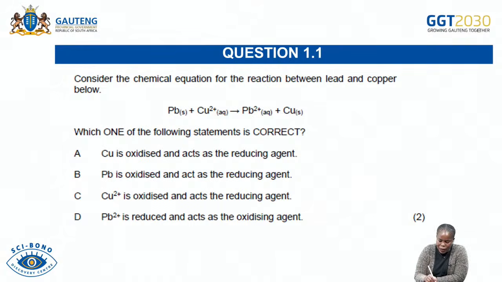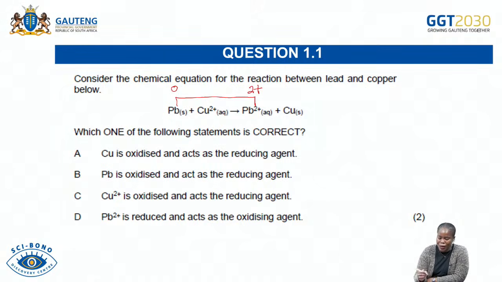Let's look at lead. Lead here has an oxidation number of 0. But when you look at lead now, it is an ion, a cation to be specific, so it has a 2+ oxidation number. What happened here? There's an increase in the oxidation number, from 0 to +2.